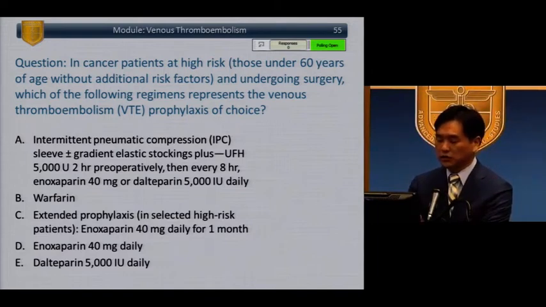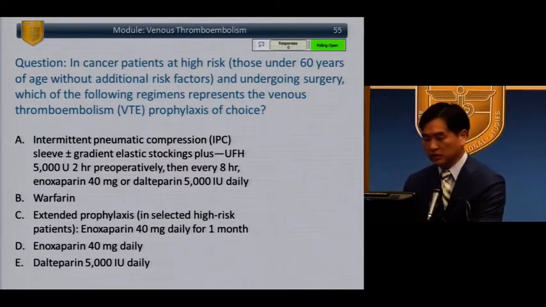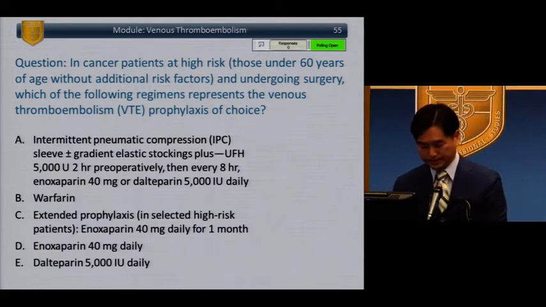C, extended prophylaxis in selected high-risk patients, post-discharge, 40 milligrams of enoxaparin daily for a month. D, enoxaparin, 40 milligrams daily. E, dalteparin, 5,000 international units daily. Polling is open. 5 seconds.